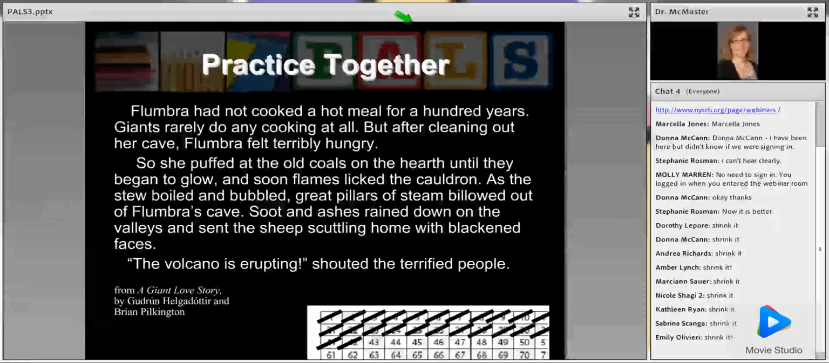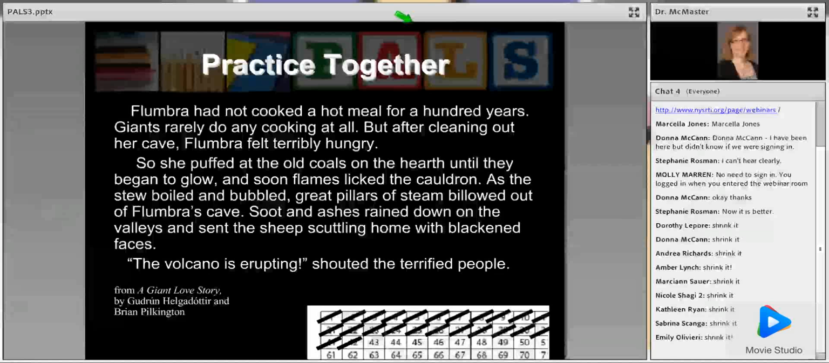So she puffed at the old coals on the hearth until they began to glow, and soon flames licked the cauldron. As the stew boiled and bubbled, great pillars of steam billowed out of Flumbra's cave. Soot and ashes rained down on the valleys and sent the sheep scuttling home with blackened faces.